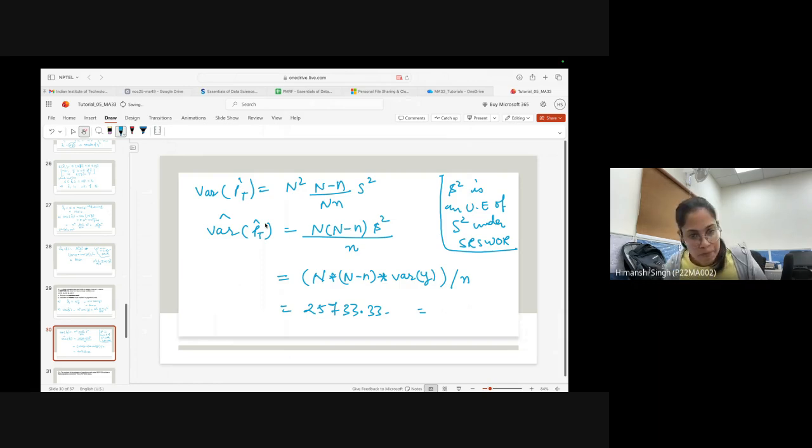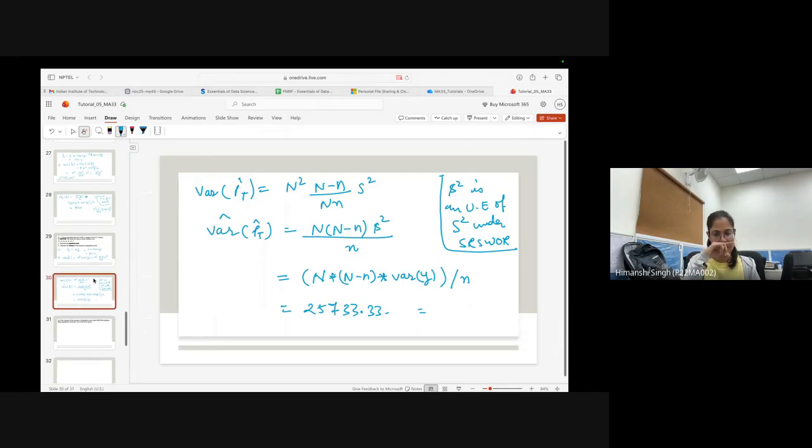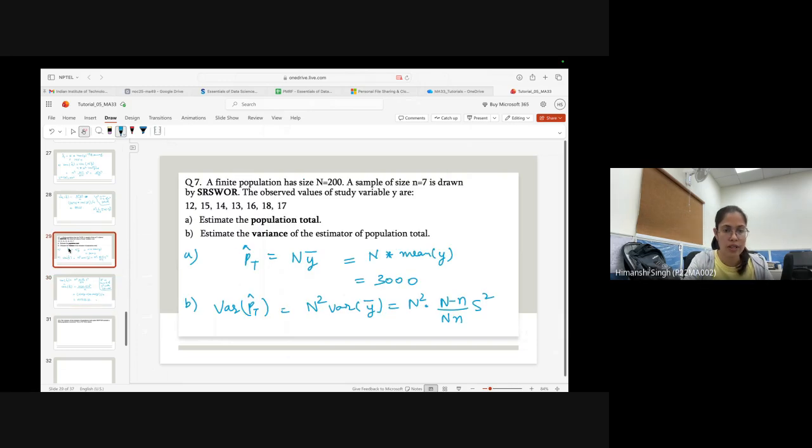Is it fine? So these formulas are given. These formulas I have just derived using the previous results. These formulas are also discussed in the week 5 lectures. Is this question and the formulas fine, or is there any doubt? Okay, so this is done. We'll move on to the next question then.